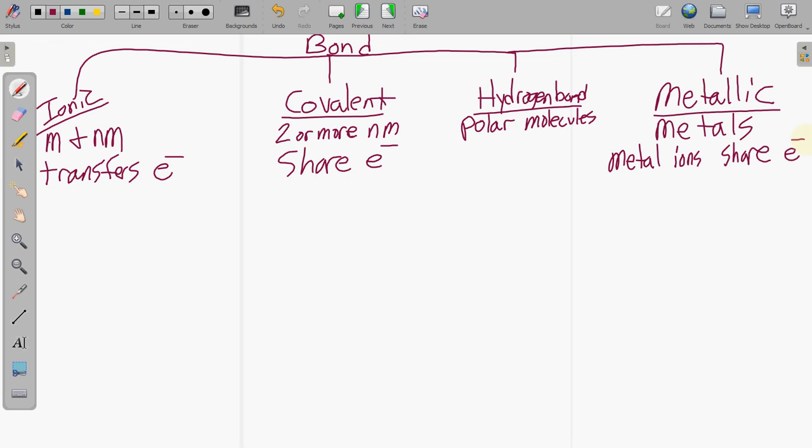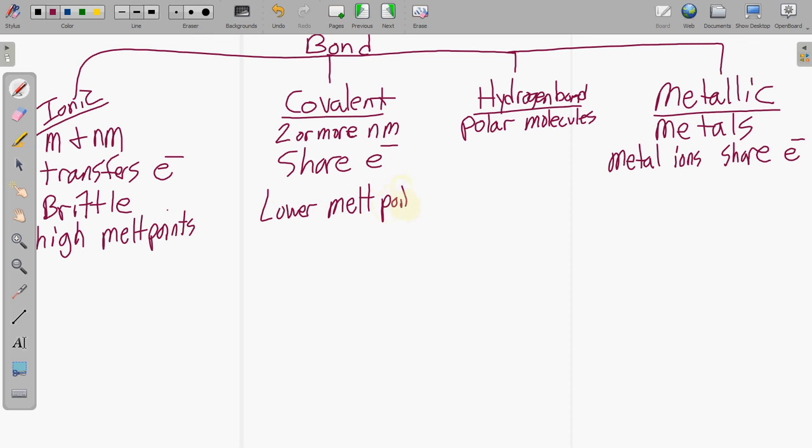What else can we say about these bonds? All right. Ionic bonds are brittle and have high melting points and boiling points. Covalent bonds have lower melting points. Metallic bonds have kind of high melting points.